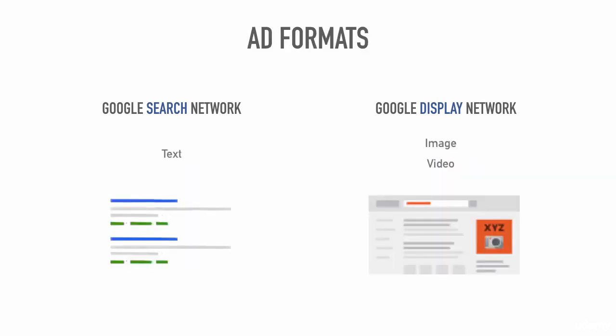The ad formats you can use across search and display are also very different. As you can tell from the names of the networks, Google's search network is mainly for text ads, whereas Display Network gives you more options such as image or video ads. Let me show you some examples from each of these placements.